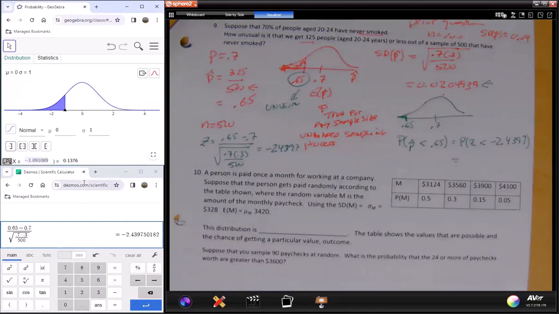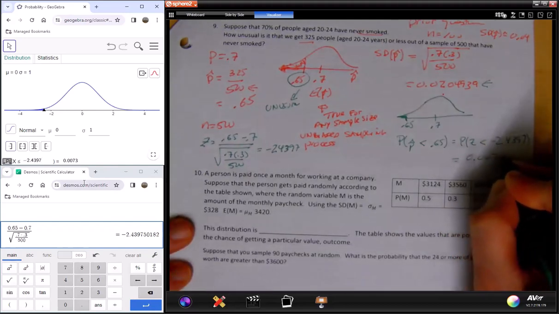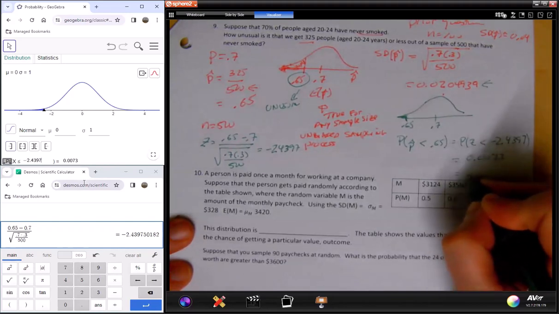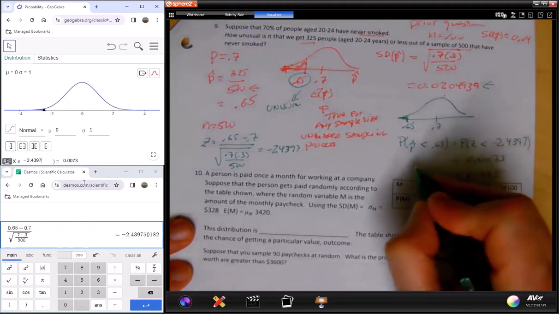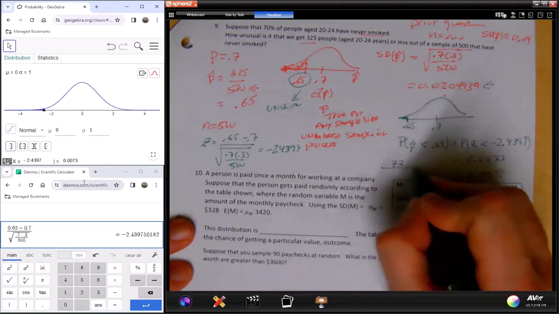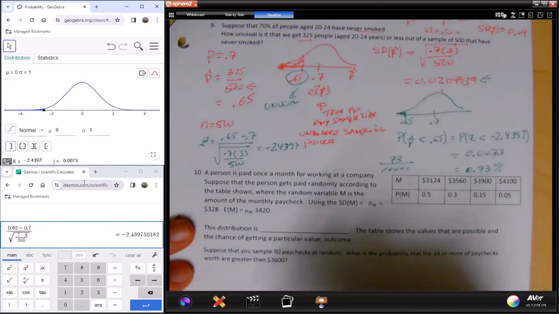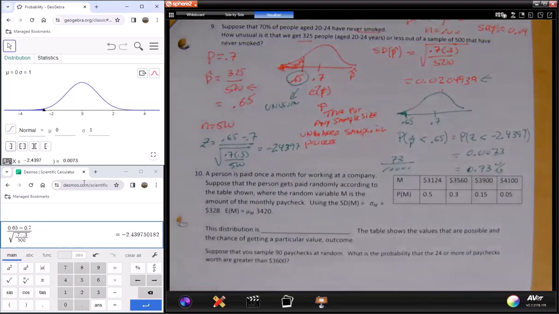There's my previous value. And indeed, it is very unusual: 0.0073. That is less than 1%. So that's 0.73%, or 73 in 10,000. A result like this would occur about 73 times in 10,000 attempts. Not very often. Can it happen? Of course, but it's less than a 1% chance. So this is indeed very unusual.